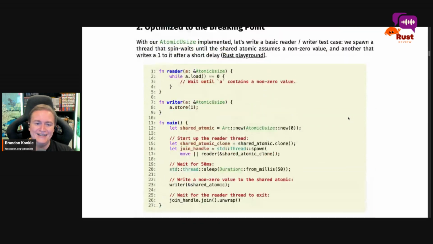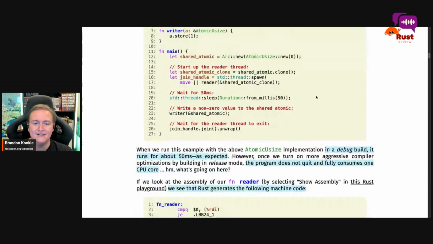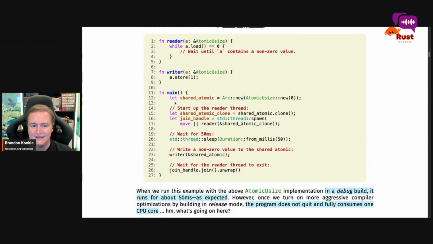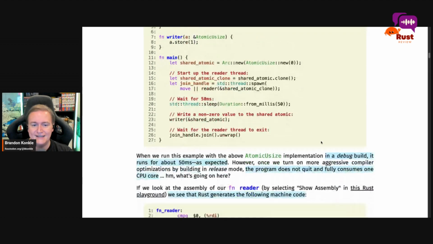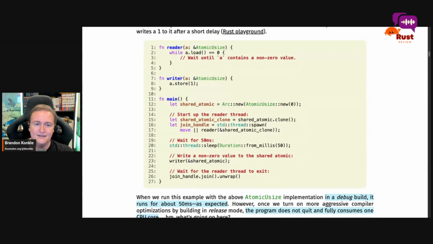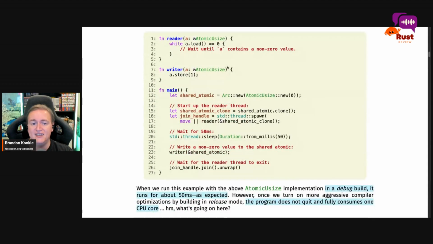So in his atomic usize, he starts to play around with different things in a main thread. He creates the shared atomic, starts up a reader thread, and spawns the reader with a shared atomic clone that he made. He waits for 50 milliseconds and then calls a writer. Essentially the writer is supposed to increment the usize to 1, and the reader waits until it's anything but 0. So it initializes at 0, the writer sets it to 1, and the reader waits until it's something that's not 0.